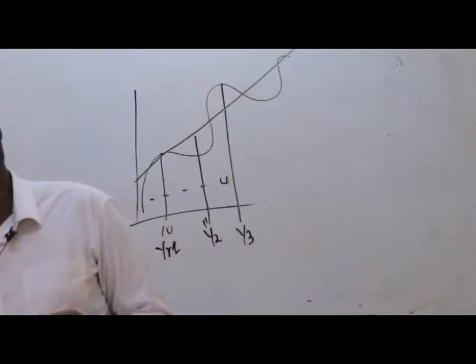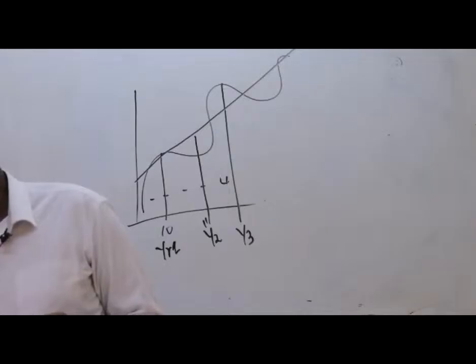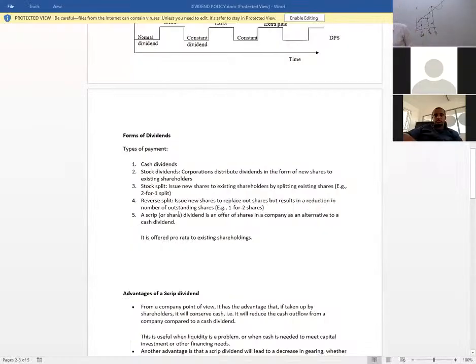Ladies and gentlemen, the other way that you could decide to reward your people, like now this number 5 is very common. A scrip or a share dividend is an offer of shares in a company as an alternative to cash dividend. This is very important because under scrip, ladies and gentlemen, we are issuing out what we call bonus shares. You need to know that a scrip or share dividend is an offer of shares, just like the stock dividends. So if somebody asks you what is a scrip dividend, it's an offer of shares in a company as an alternative to cash dividend.